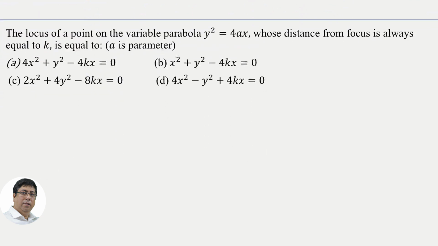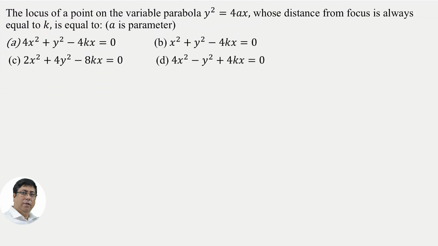Let's go to the next one. The locus of a point on the variable parabola y square equal to 4ax, whose distance from the focus is always equal to k. So there is a parabola, suppose, and let the point be (at square, 2at).